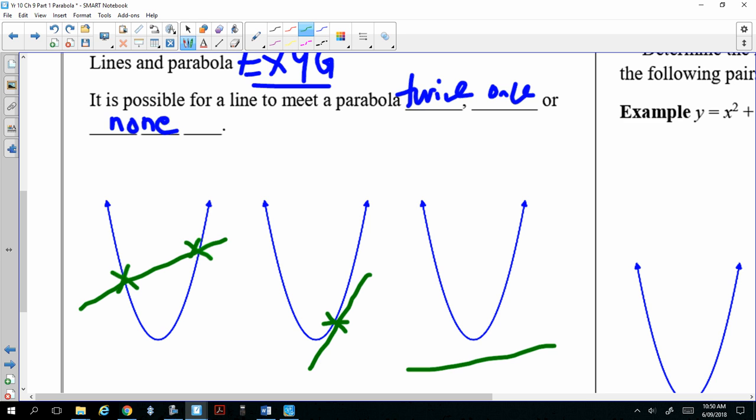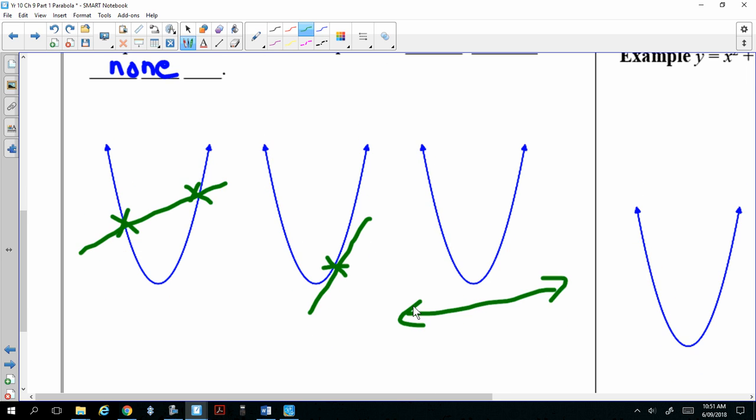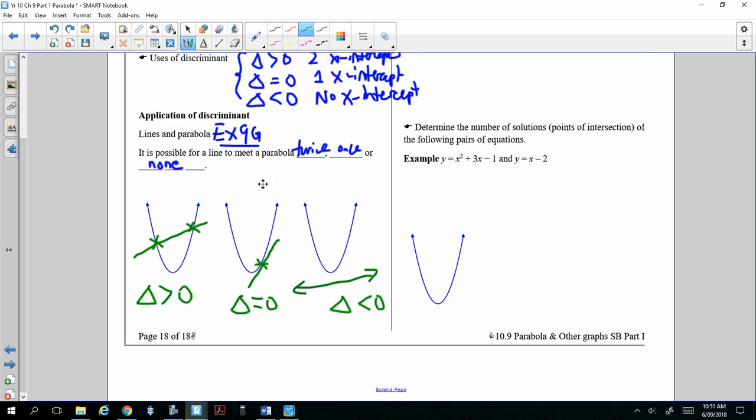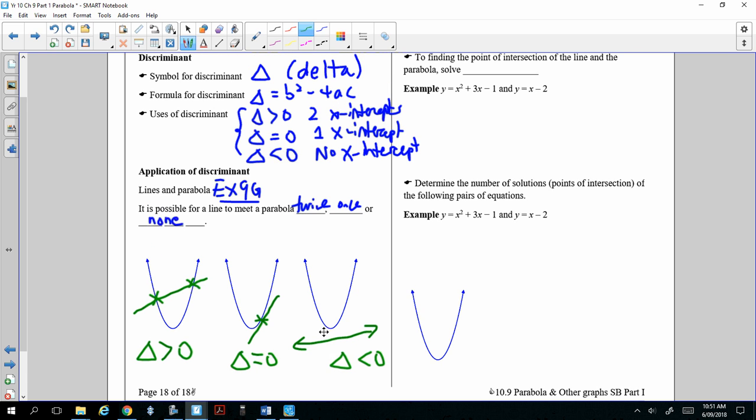Okay, which are to do with the discriminant. So the discriminant will be positive for this case, 0 in this case, and negative in that case. So that's another use of the discriminant: finding out whether the line will cross, not cross, or touch the parabola at 1 point. And there's a special name for this.